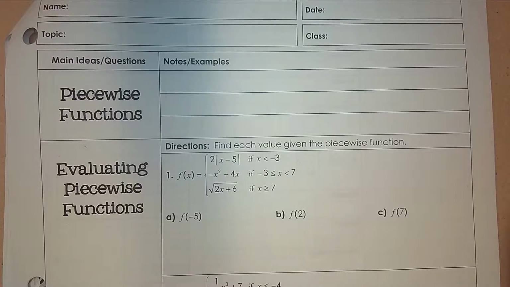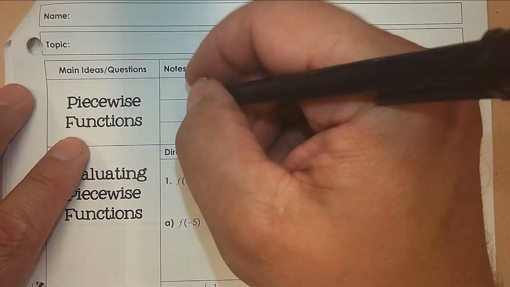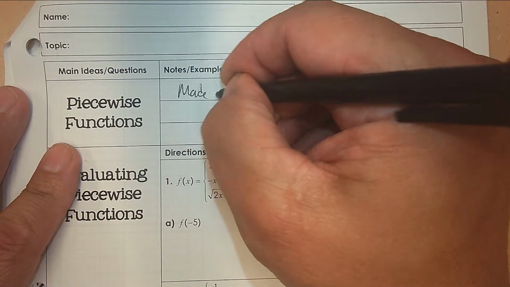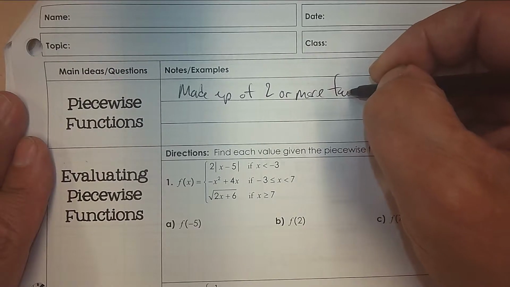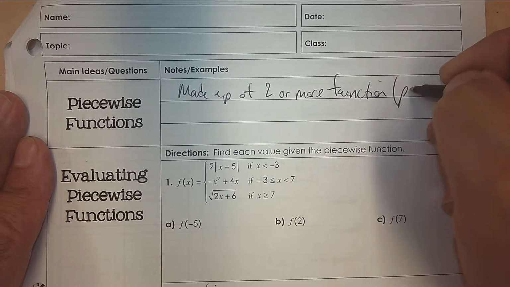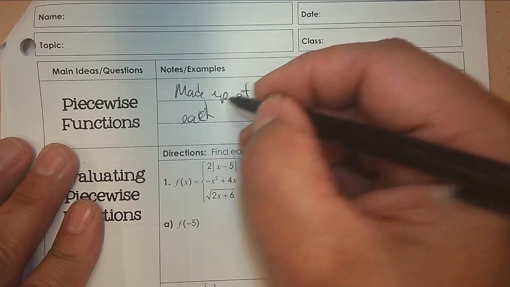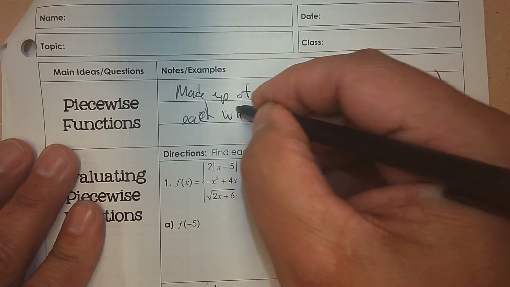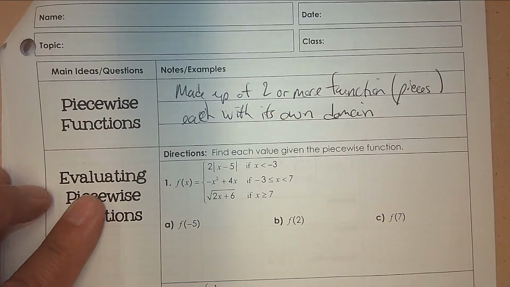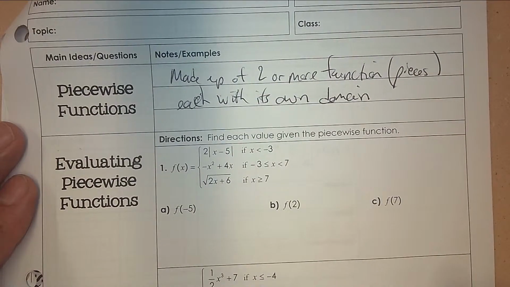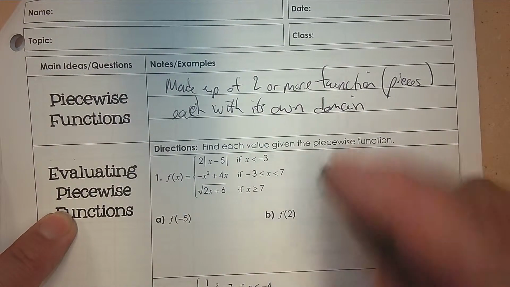All right, here's a practice on piecewise. Now, you know that a piecewise is made up of two or more functions. Those are called pieces, and each has its own domain. The real key, first of all, is understanding how to evaluate, and then knowing how to graph. We'll do that. So the key is knowing the domain restriction.